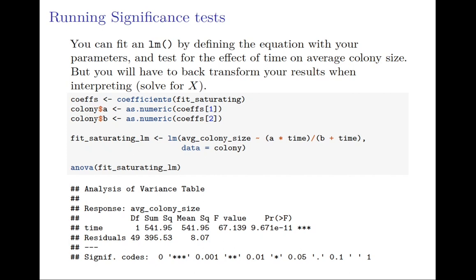And then you define your model here, the linear model, as y, which is the average colony size, as a function of A, which is now a number, like 17, times time divided by B, which is, again, a number, about 15, plus time. And then you do an ANOVA of this linear model, and you can see that time is a significant predictor of your colony size.